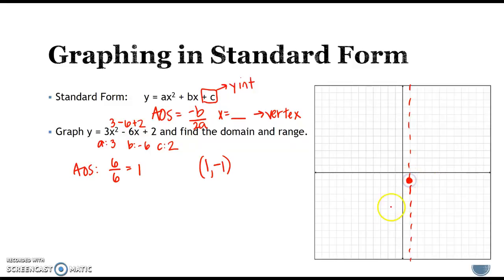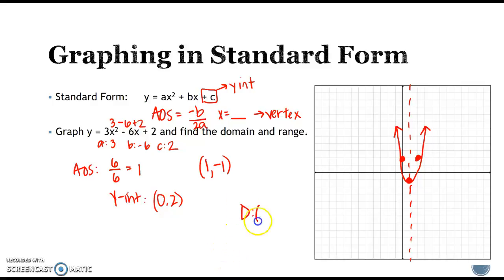All right, the other point I need is my y-intercept. My y-intercept is the c value. So my y-intercept in this case is 0, 2. So I'm going to go to 0, 2 on my y-axis and put a point. To get my last point, I reflect it over. It's 1 away, so I'm going to go 1 on this side and connect to get my parabola. Then it's asking for the domain and the range.